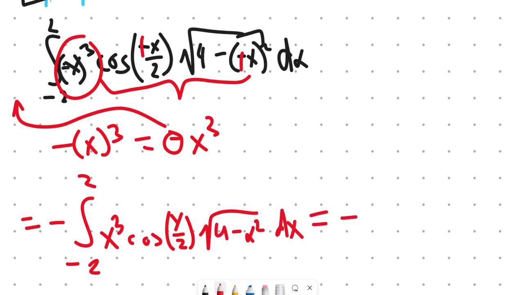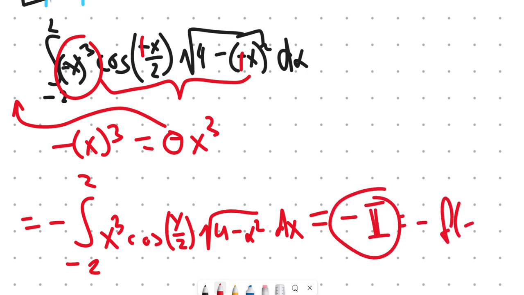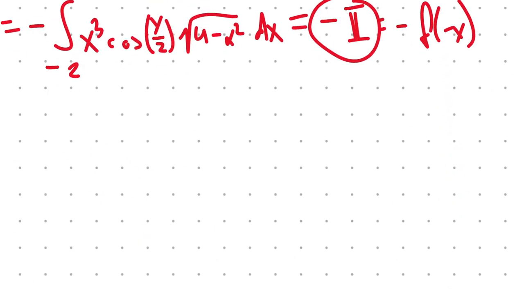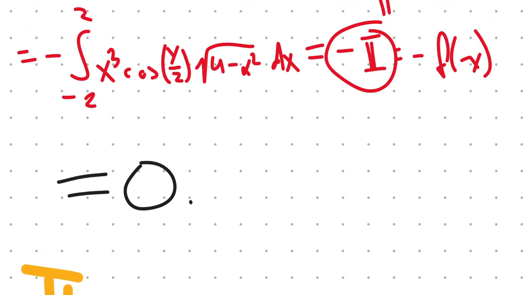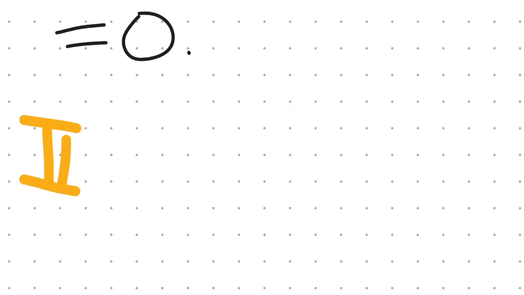Now this is just negative f of x, which is the same thing as saying negative the Roman numeral 1. Since the properties of odd functions are true, we can say that this is indeed equal to 0. Very nice. Now we're going to do the Roman numeral 2. I'm very sorry, here I meant the Roman numeral 1, okay?